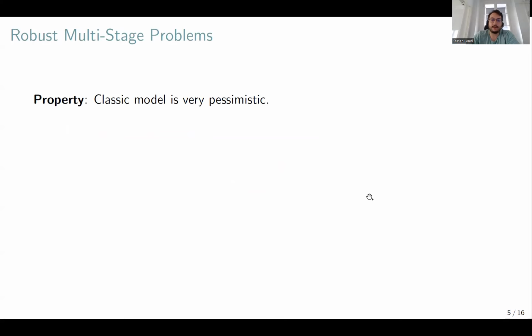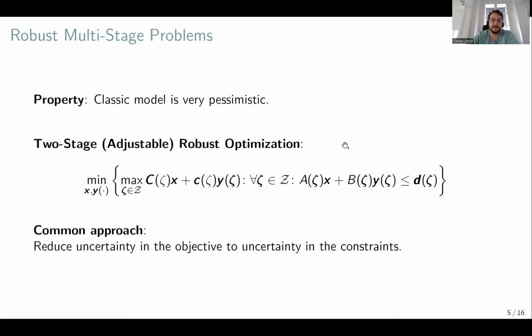Since, as we know, the classic model is very pessimistic, two-stage models were introduced that model the real-world setting that some decisions are made, then uncertainty happens, and afterwards we can still adjust parts of the solution. This is called two-stage or adjustable robust optimization. Here we are looking for a first-stage solution X. We are maximizing, we have some uncertain objective function parts and some uncertainties in the constraints in the general case. And then the adversary chooses theta, and this influences our uncertain parts of the model.